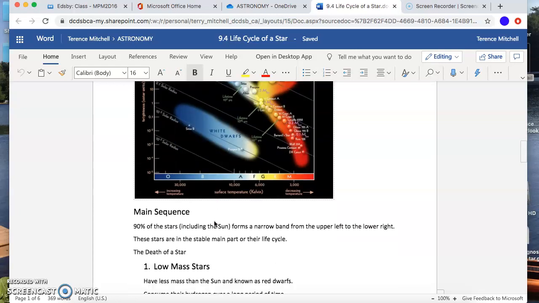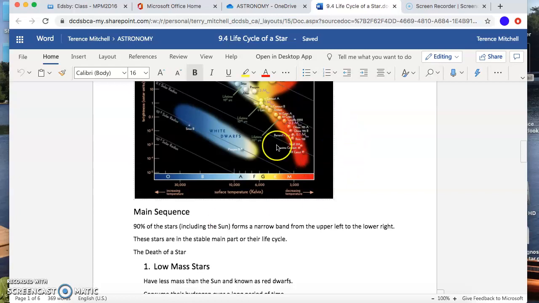So the main sequence, as you can see, 90% of the stars, including the sun, form that narrow, almost linear band from the upper left to the lower right. And these stars are in the stable part of their life cycle, sort of the middle of their life. Now, when we start talking about the death of stars, how it happens depends on their size.